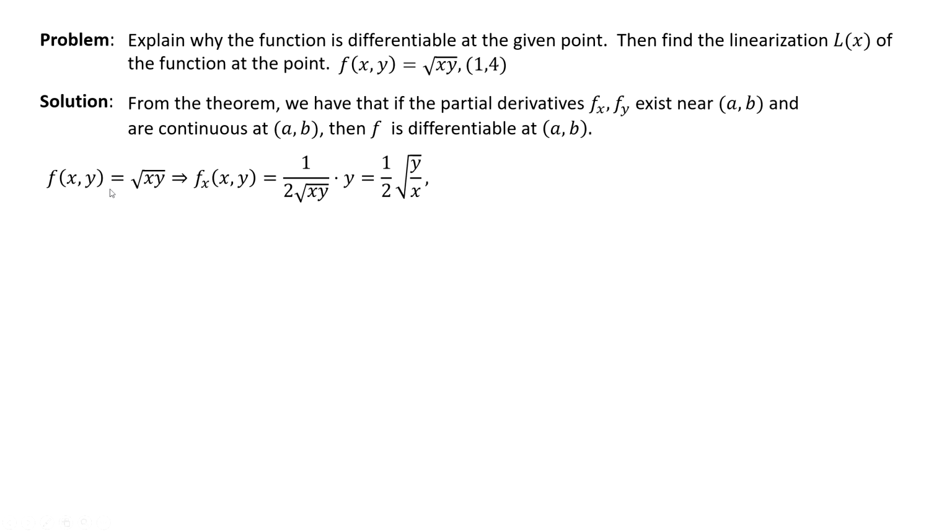Given that f of xy is square root of xy, would you agree the partial derivative with respect to x would be 1 over 2 times square root of xy, times, by the chain rule, we have to differentiate xy with respect to x, which gives us just y, right? y is a constant. y times the derivative of x, which is 1. So if we simplify this, this becomes 1/2 square root of y over x.